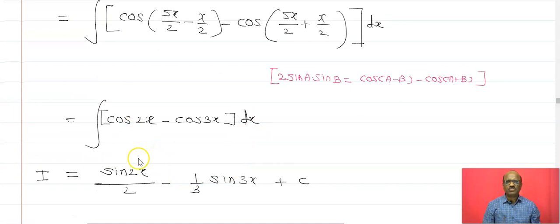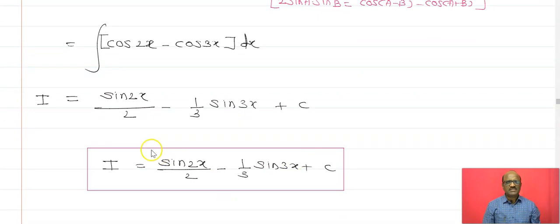What is the integral of cos of 2x? Integral of cos of 2x is sine of 2x upon 2, minus integral of cos of 3x is sine of 3x upon 3, plus c. And in this way, you will get its answer, that I is equal to sine of 2x upon 2 minus 1 upon 3 sine of 3x plus c.